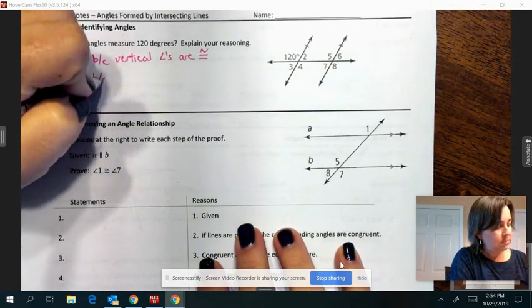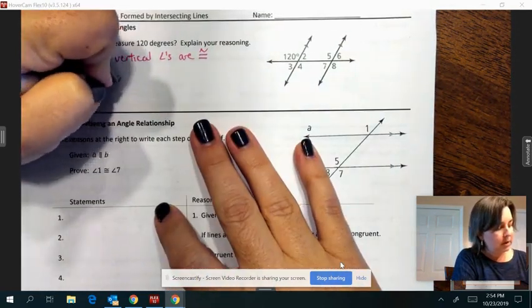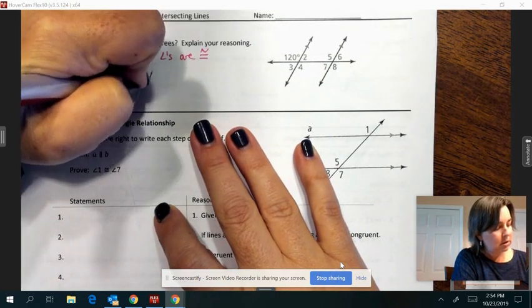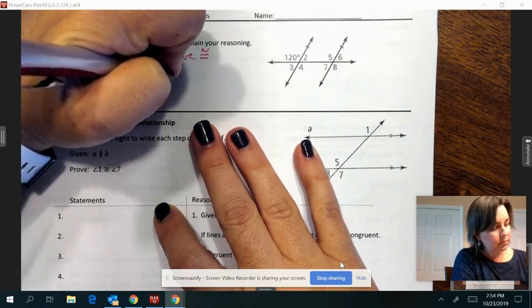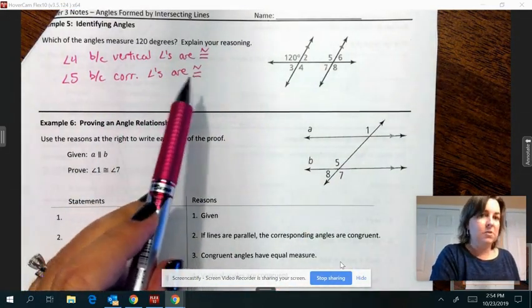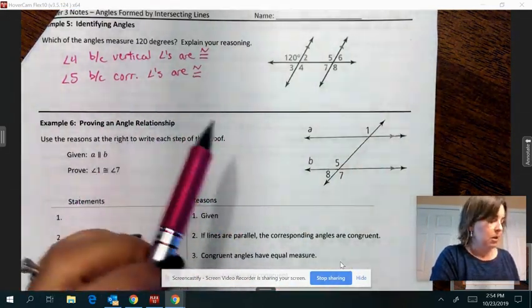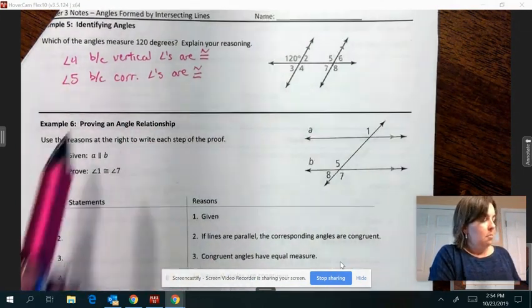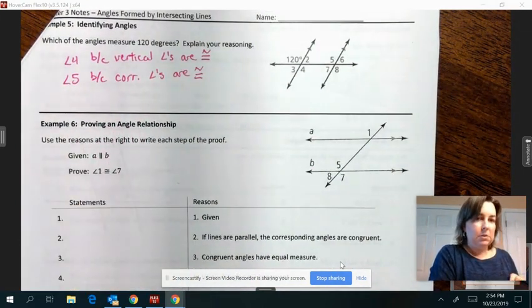And that reason is because corresponding angles are congruent. The reason's actually a lot longer, that corresponding angles are congruent when two parallel lines are cut by a transversal. But I'll know what you mean if you just write they're corresponding.